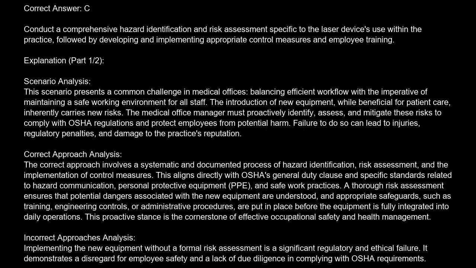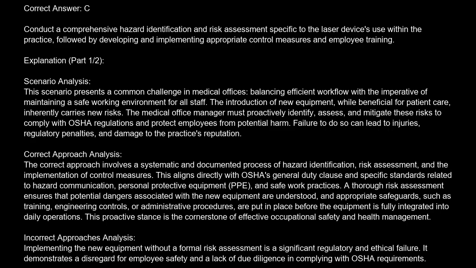Correct answer is C. Conduct a comprehensive hazard identification and risk assessment specific to the laser device's use within the practice, followed by developing and implementing appropriate control measures and employee training. Explanation. Scenario analysis. This scenario presents a common challenge in medical offices, balancing efficient workflow with the imperative of maintaining a safe working environment for all staff.